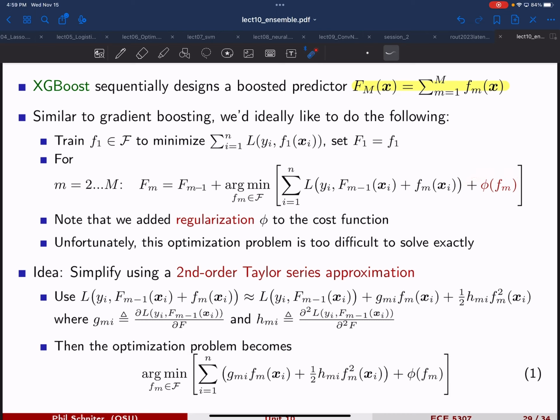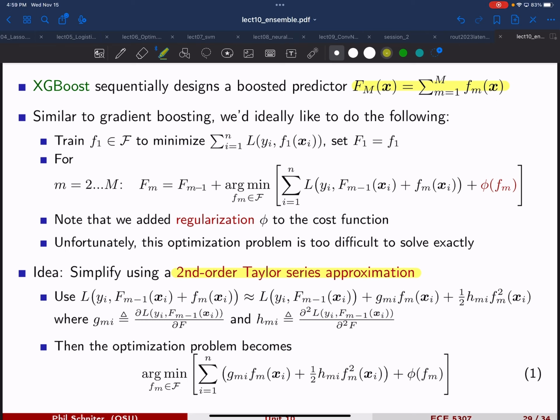And just as what we saw before, when you try to do this optimization exactly, it's too complicated. It's something you can't really do in closed form. So instead of using a gradient approximation, we're going to use a second order Taylor series approximation now. Okay. And we're going to do the approximation.